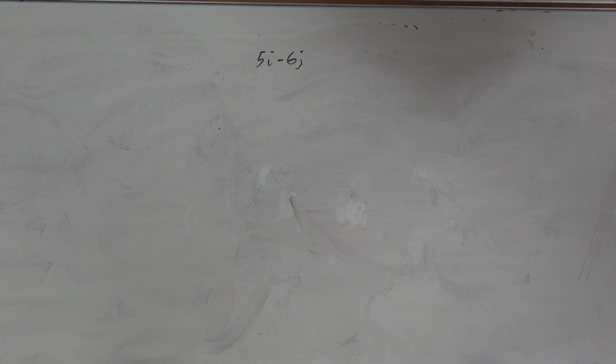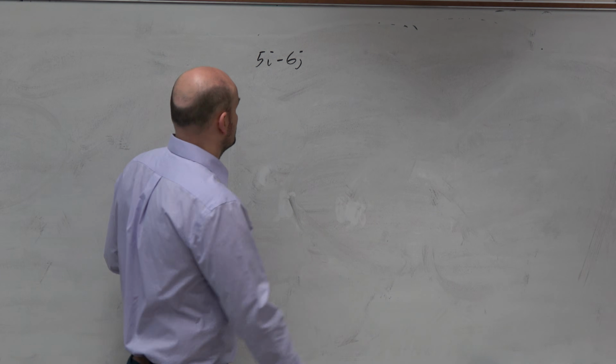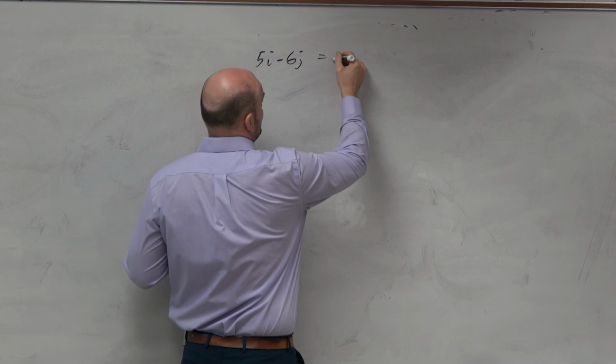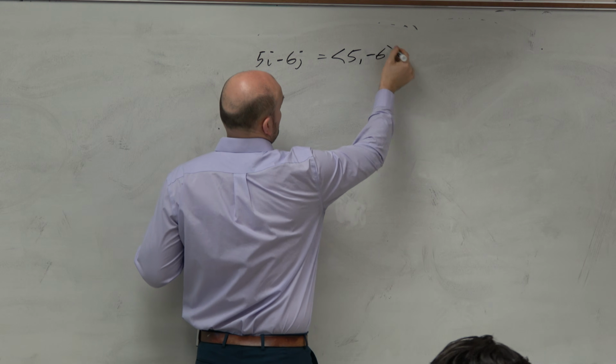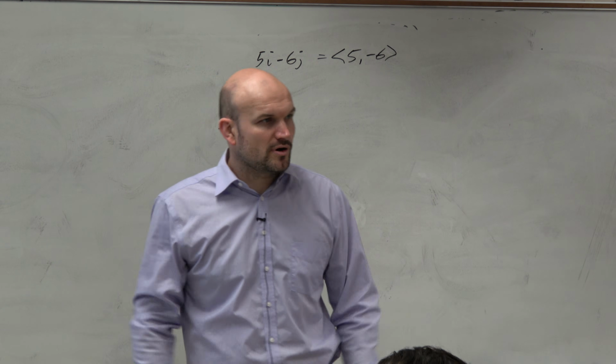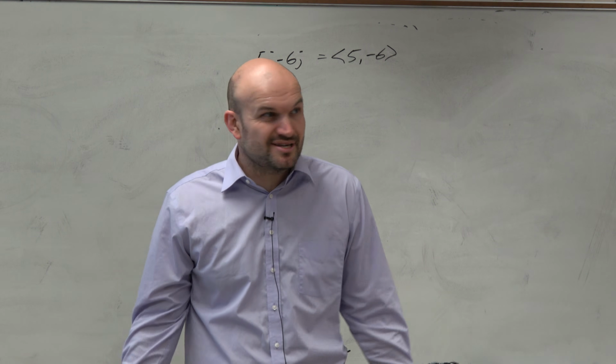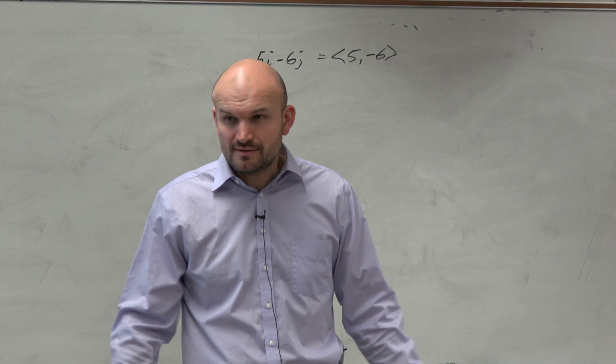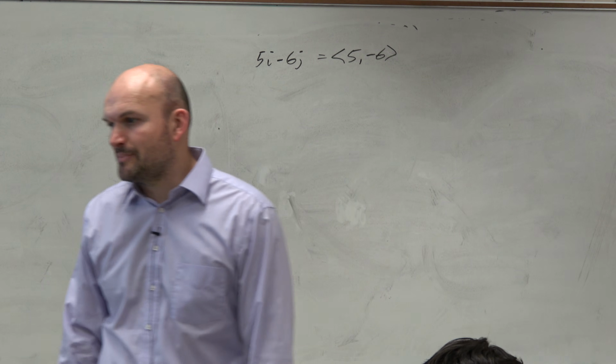It's asking us again to find the unit vector, but now we're given something as far as a linear combination. So as far as the linear combination, could you write this as component form? Some people just don't like i's and j's. So I said, fine, write them in component form. It's the same thing, right? It's just a different way for us to represent them.